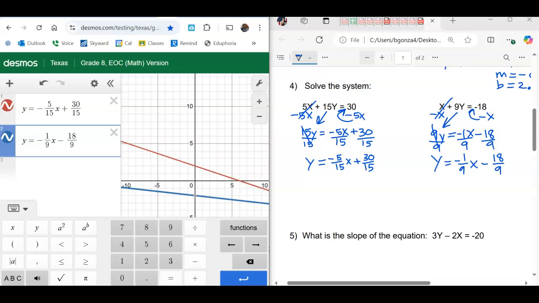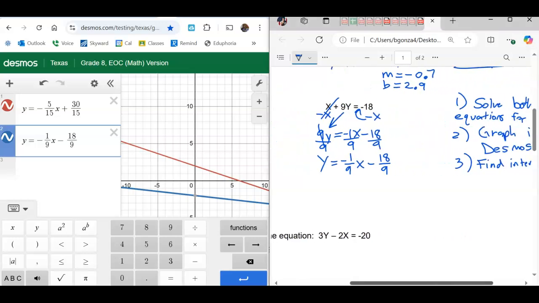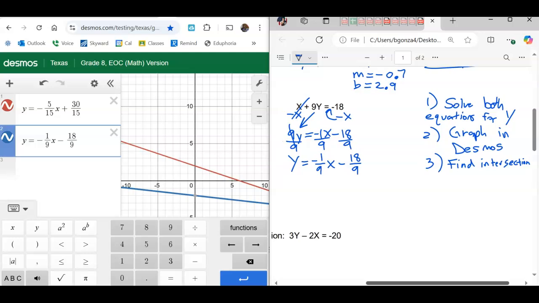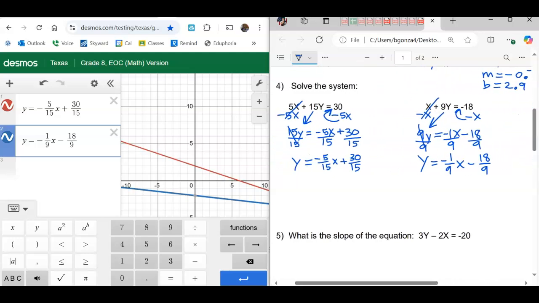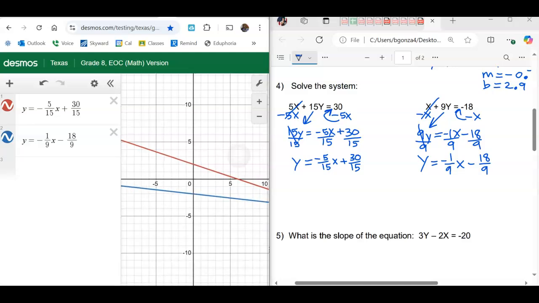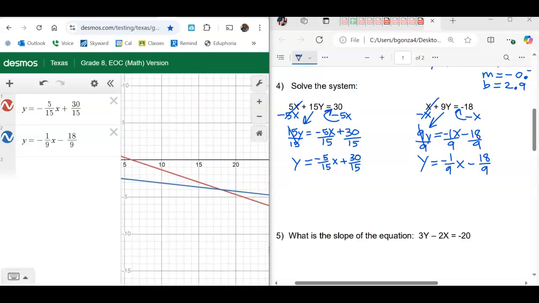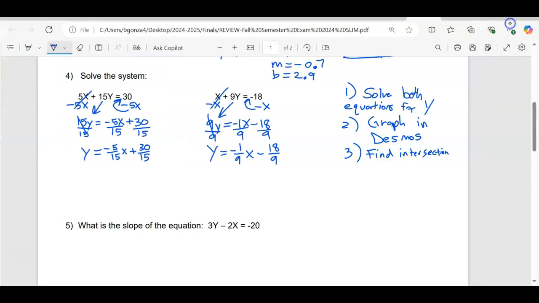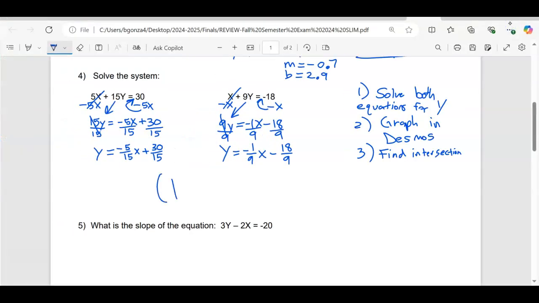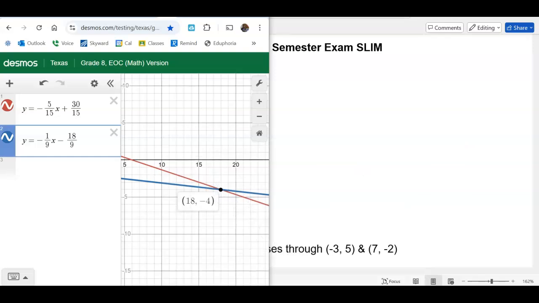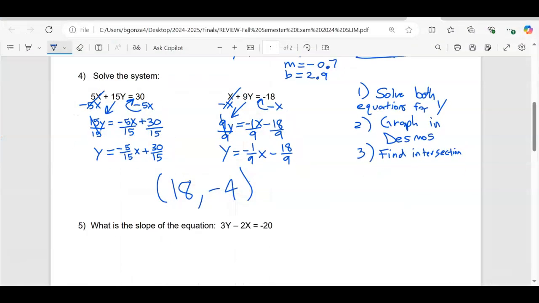All right, so I graphed them both. I did step 2, and now step 3, find the intersection. Well, I might have to zoom out or use my cursor to move over. But do you see how the solution is over here somewhere? I'm going to need to click it, and you can see I get 18 comma negative 4. So my solution is 18 comma negative 4, according to my graphs. Cool.